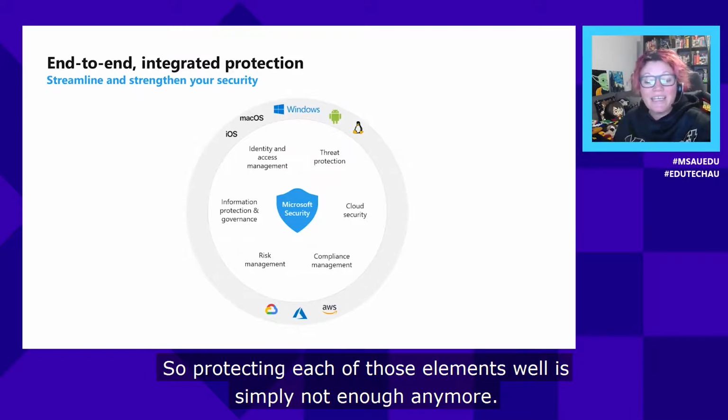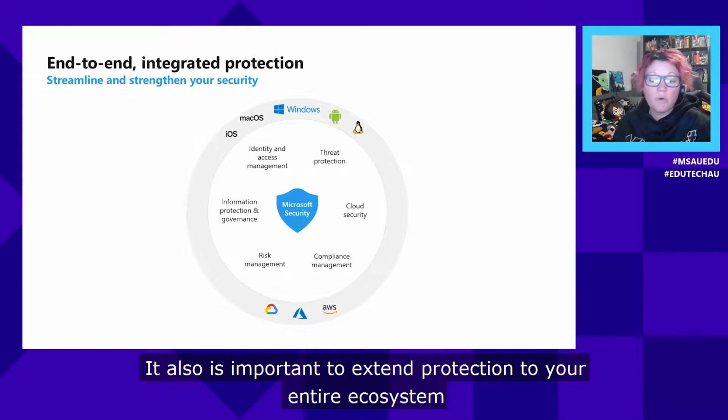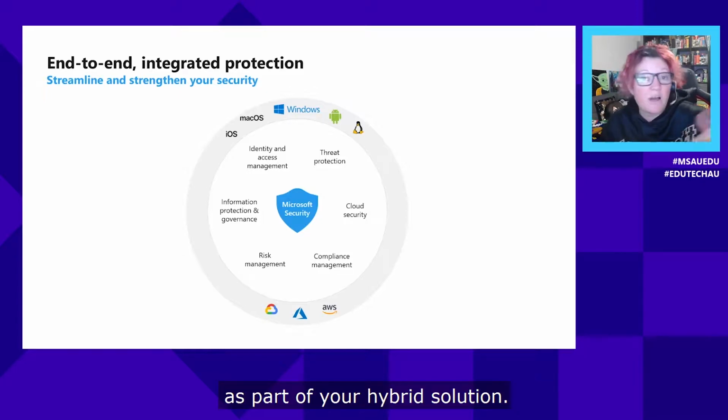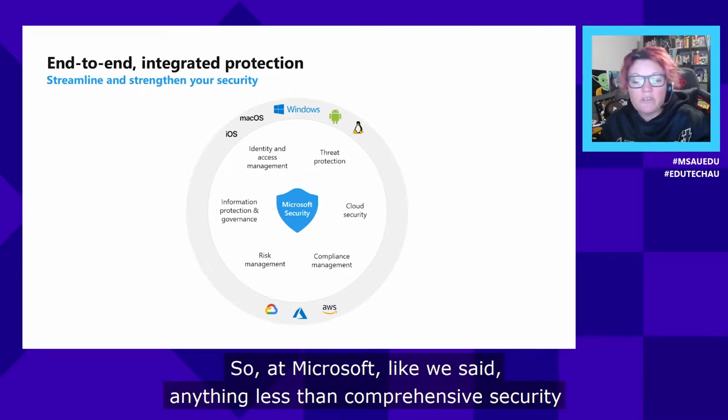So protecting each of those elements is simply not enough anymore. It also is important to extend protection to your entire ecosystem across all platforms and all the clouds that you might be accessing as part of your hybrid solution. So at Microsoft, like we said, anything less than comprehensive security is no security at all.